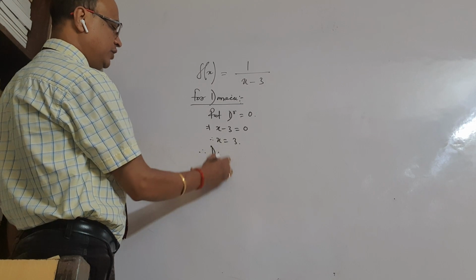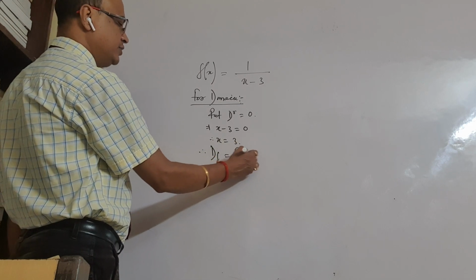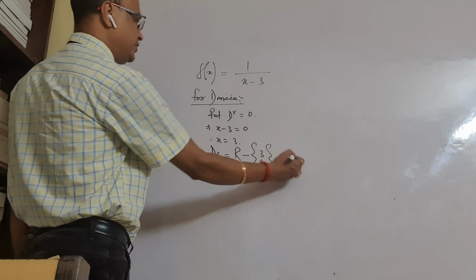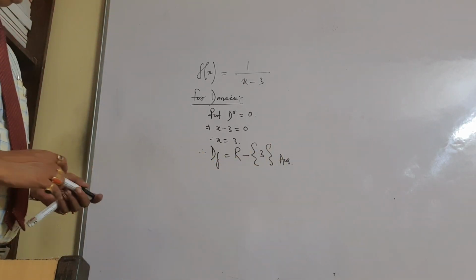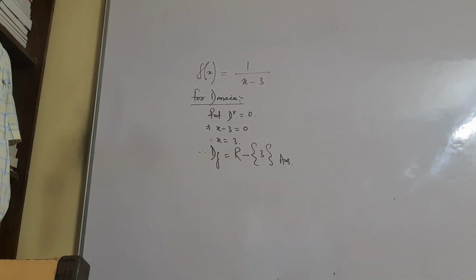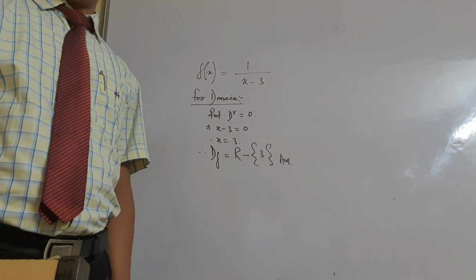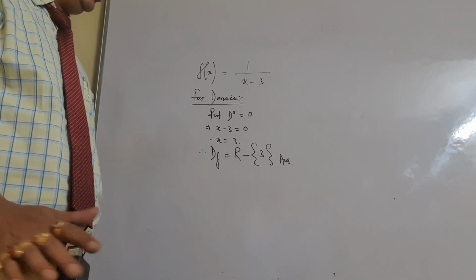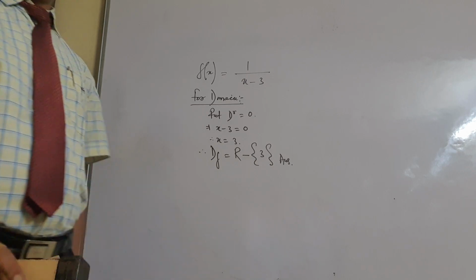So what is the domain of this function? Real values minus 3. This is the first part answer. This is how we find the domain. We put the denominator 0 and we have x equal to 3. So we can see that it is defined for all the values except 3, so the domain is all the real values except 3.